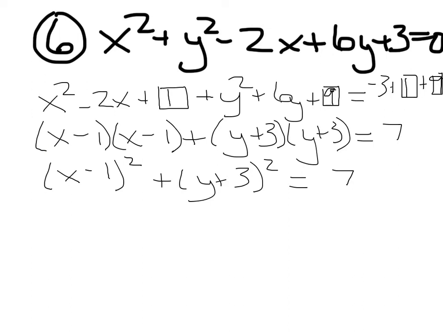That's why it's called a perfect square trinomial. Anyway, we're really done at this point. This is the center radius form. Our center would be positive 1, negative 3, and the radius would be the square root of this value, which would be positive square root of 7.